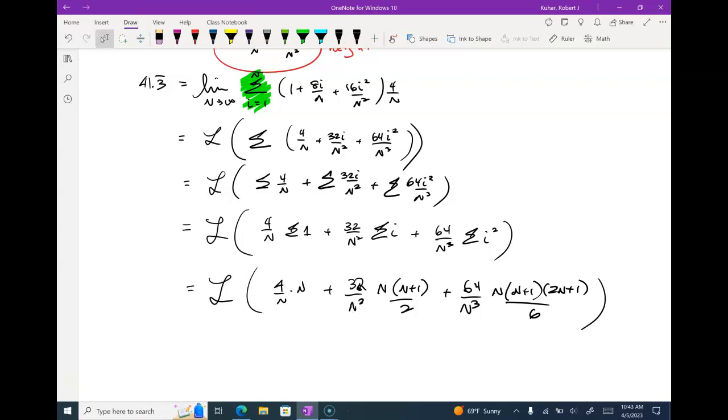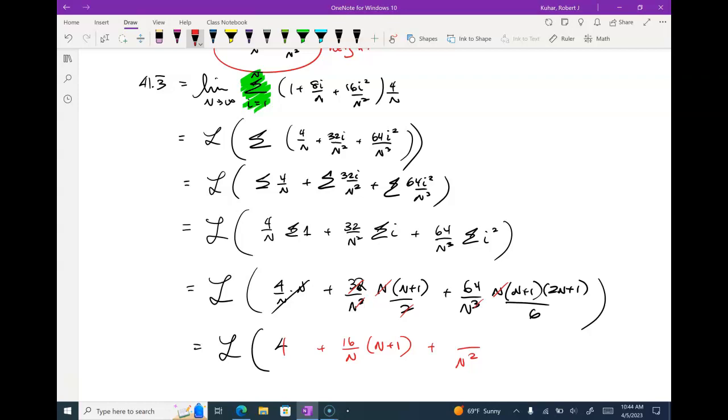So I can simplify some things here, right? The n's cancel in this first piece, so I'm going to get a sum of 4 for that first thing. n and n squared cancel, 32 and 2 cancel, so I get plus 16 over n times (n plus 1). On the next one, the n and the n cubed cancel to an n squared. And 64 over 6 is, don't tell me.